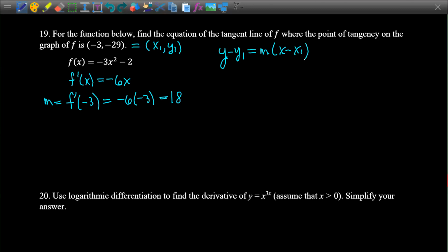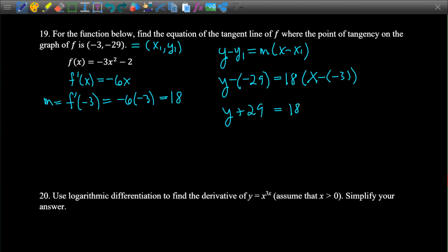Here's our general form for our point slope form. So I'm just going to plug things in now. So the y1 here is -29. So it's going to be y minus a minus 29 equal to our slope, which we found to be 18, times x minus a minus 3. So this is y plus 29, 18x plus 3.